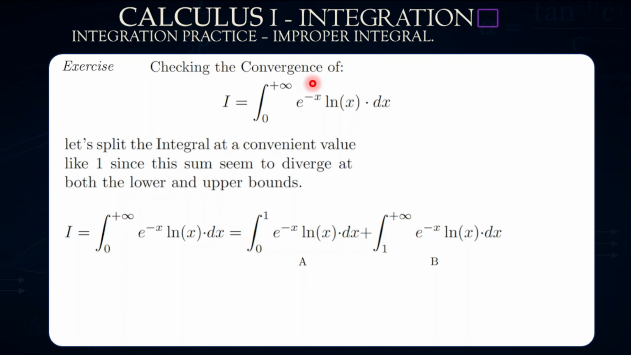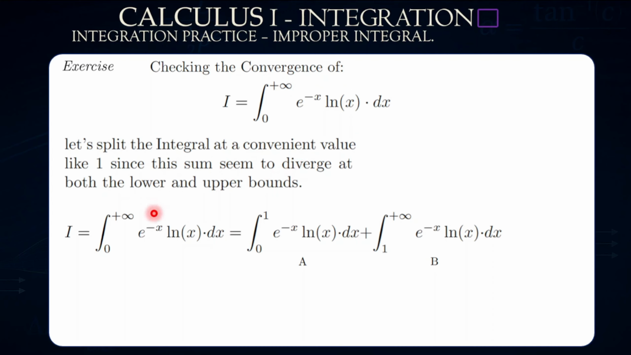Checking the convergence of I equal integral from 0 to plus infinity of e^(-x) ln x dx. Here in this integral we have a problem both at the lower bound, which is x equals 0, because ln 0 goes to minus infinity, and ln of plus infinity goes to plus infinity. So let's split the integral at a convenient value like x equal 1, since this seems to diverge at both the lower and the upper bounds.